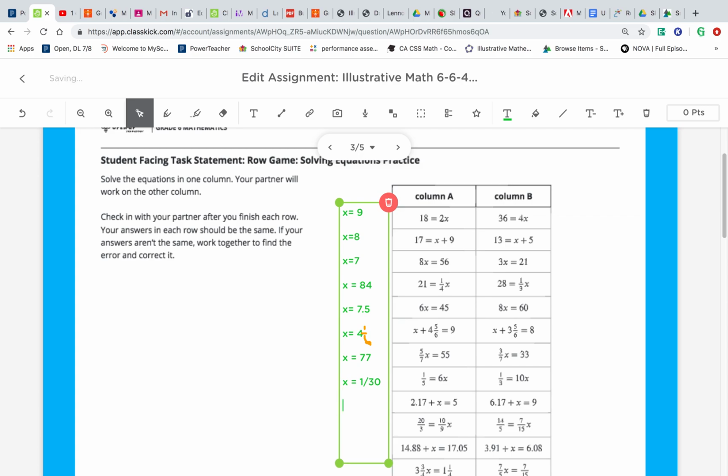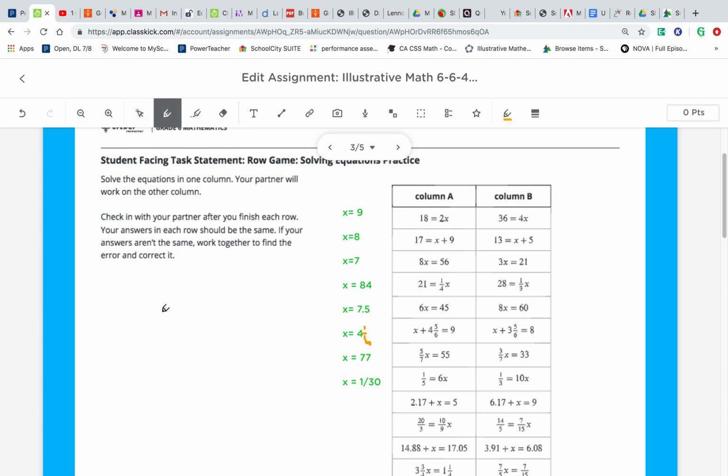All right, next item here, 2.17, 2 and 17/100ths, plus x equals 5. 6 and 17/100ths plus x equals 9. In either case, we're going to end up having to subtract this number with the decimal. So 5 take away 2.17, 9 take away 6.17. Okay, you're going to get the same thing. We already know that, right? Let me go ahead and set that up for you so you can see what it looks like when we subtract that. We'll do this one here.